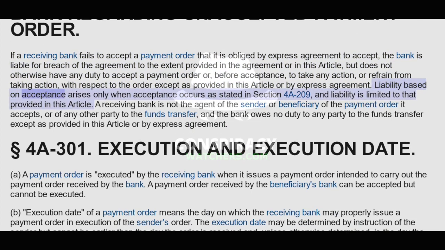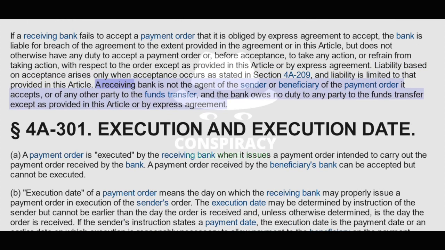Liability based on acceptance arises only when acceptance occurs as stated in Section 4A209, and liability is limited to that provided in this article. A receiving bank is not the agent of the sender or beneficiary of the payment order it accepts, or of any other party to the funds transfer, and the bank owes no duty to any party to the funds transfer except as provided in this article or by express agreement.